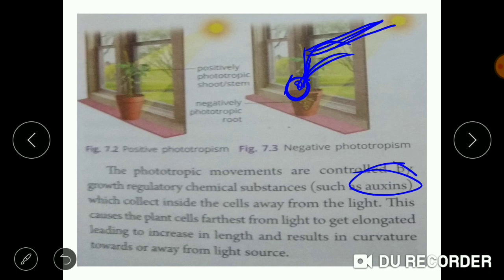So this auxin, which is the plant hormone, is helping in plant growth and hence is resulting in the movement of the plant, which is shown by bending or by the curvature shown by the stem.